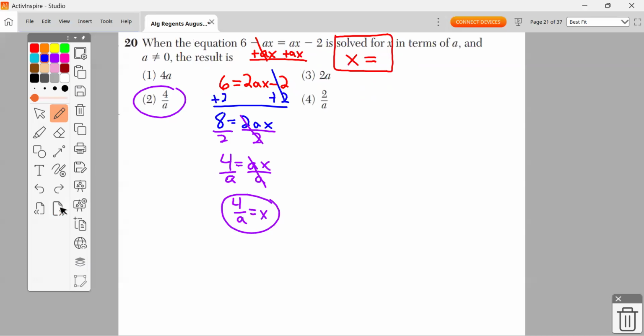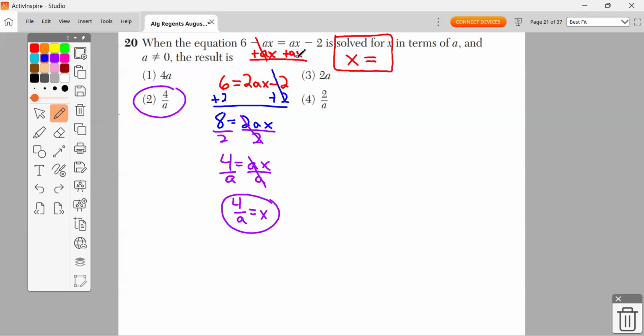In question number 20, when the equation 6 minus ax equals ax minus 2 is solved for x, so we want x equals. The result is what? So we want to try and get the x all by itself. This one's a little bit tricky. The first thing that we need to do is get all of our x's on the one side. So I like to keep my x's positive.